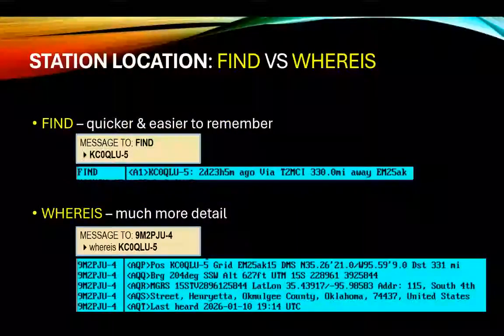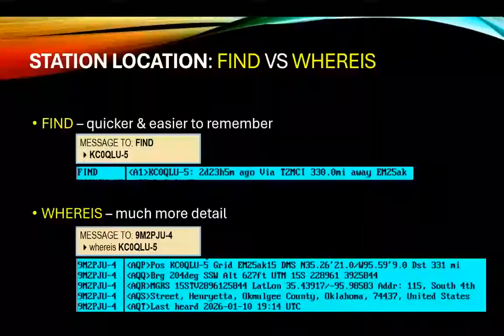So let's compare just real quickly the two ways to find other stations. The NA7Q has the word find as the station. You simply put in the call sign. I used Trevor's KC0KLU-5 when he was down in Oklahoma a few days ago. And this is what it returns. He was last heard about 3 days ago, 330 miles away in grid Echo Mike 25 Alpha Kilo. And that's very simple and easy to do.